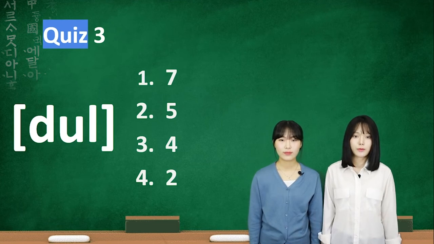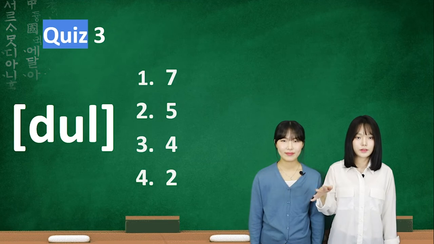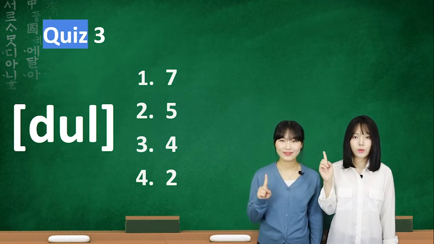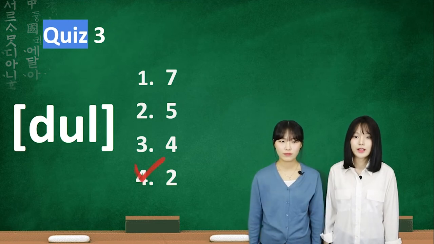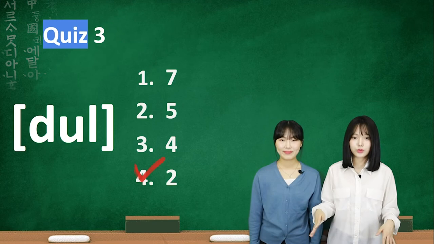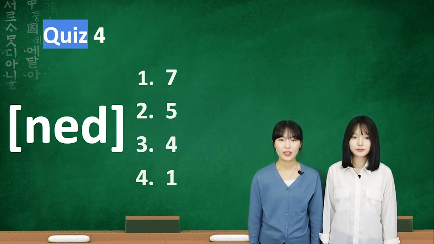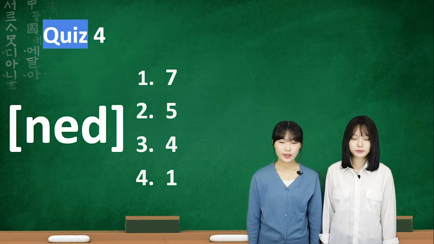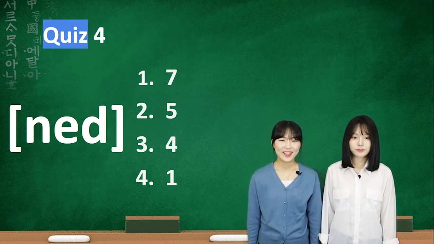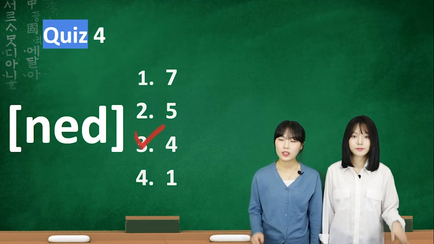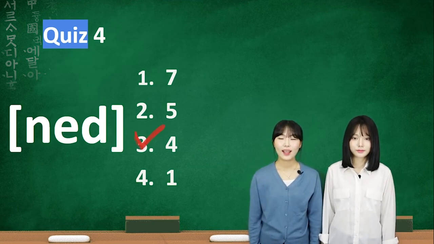Next. Question 3. 둘. Which of the following is correct? 5, 4, 3, 2, 1. Yes, the correct answer is number 4. 둘. Next. Question 4. 넷. Which of the following is correct? 5, 4, 3, 2, 1. Yes, the correct answer is number 3. 넷. Good.